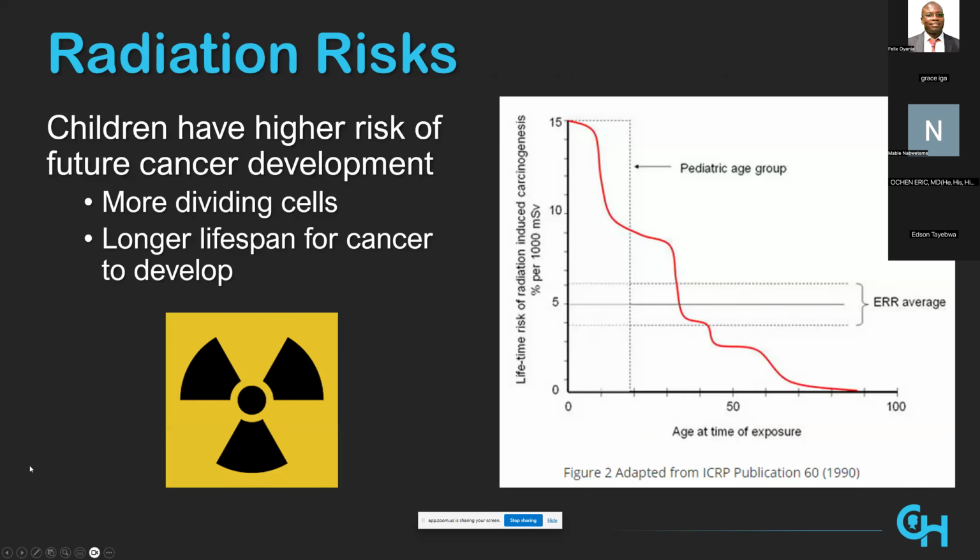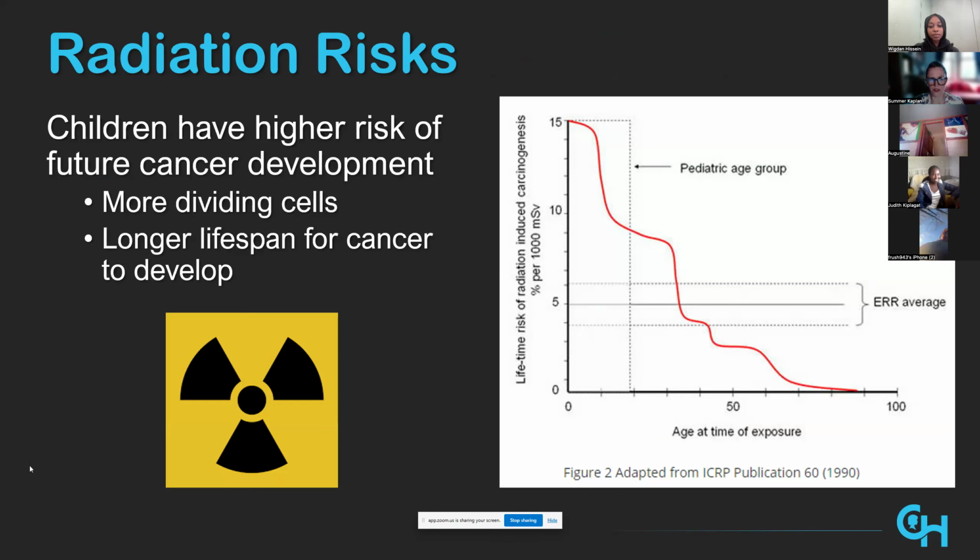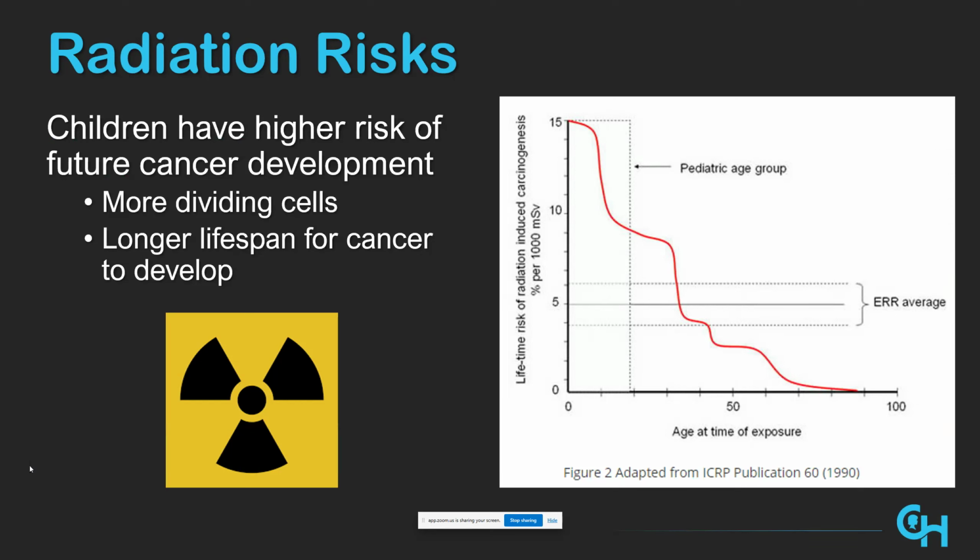So why don't we just CT everyone and get all the information that we need? Well, it's because of radiation risks is one of the reasons why we don't just CT everyone. So as I'm sure you know, children have a higher risk of future cancer development from the radiation that we administer. And this is for two main reasons. As growing bodies, they have more dividing cells, and those dividing cells are what are susceptible to radiation damage. Children also have a longer lifespan over which to develop cancer.